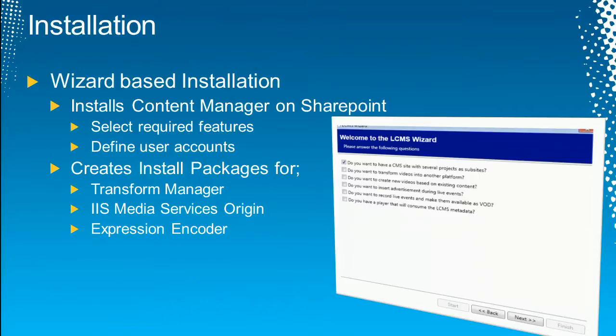When you go through the install wizard, it creates those install packages. You just drop those packages on the other boxes and install them. If you've followed all the prereqs and installed Transfer Manager, the IIS stuff, and Expression Encoder, it will automatically set up all the web services that you need to make all the calls between the various boxes in order to control everything.